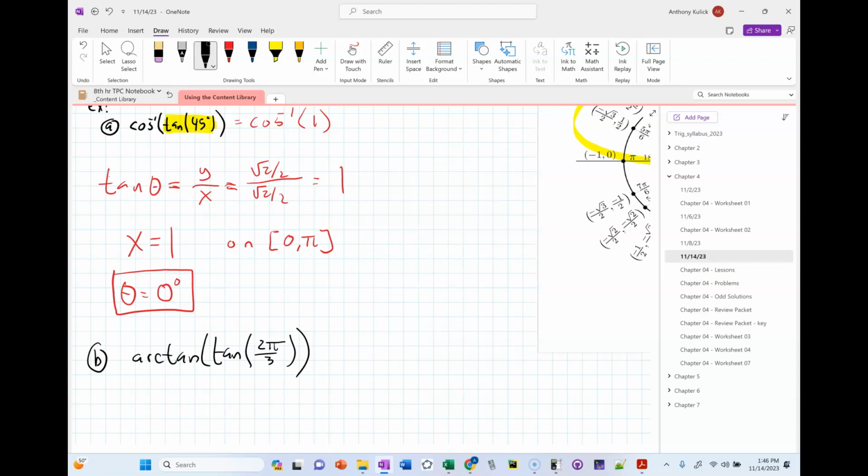Whoa, hold up. Hold the phones, Mr. Kulik. What in the devil is arctan? Arc is the same thing as the inverses. So just a different notation. I forgot to mention it earlier. But arctan is tan inverse. Arc sine is sine inverse. Arc cosine is cosine inverse. I know. Why do we have 2 names for things?